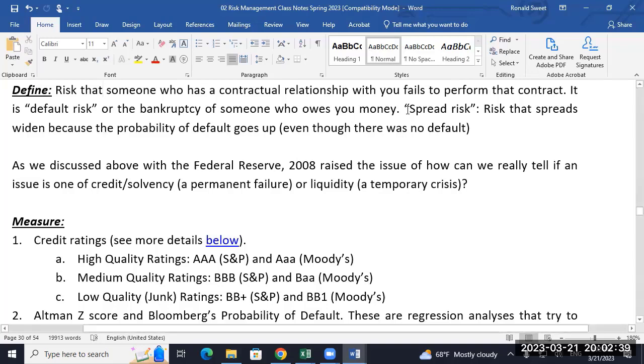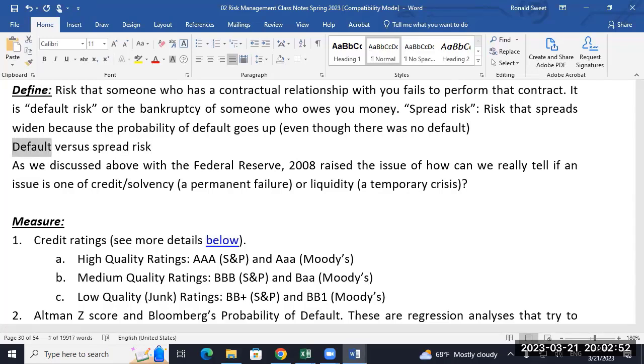You can make a distinction between default versus spread risk. Default risk is that they actually don't pay you, they miss a payment. Spread risk is they get riskier and their spreads gap out. So the market's telling you there's something wrong. They may make all their payments, but the market's telling you there's something going on here.